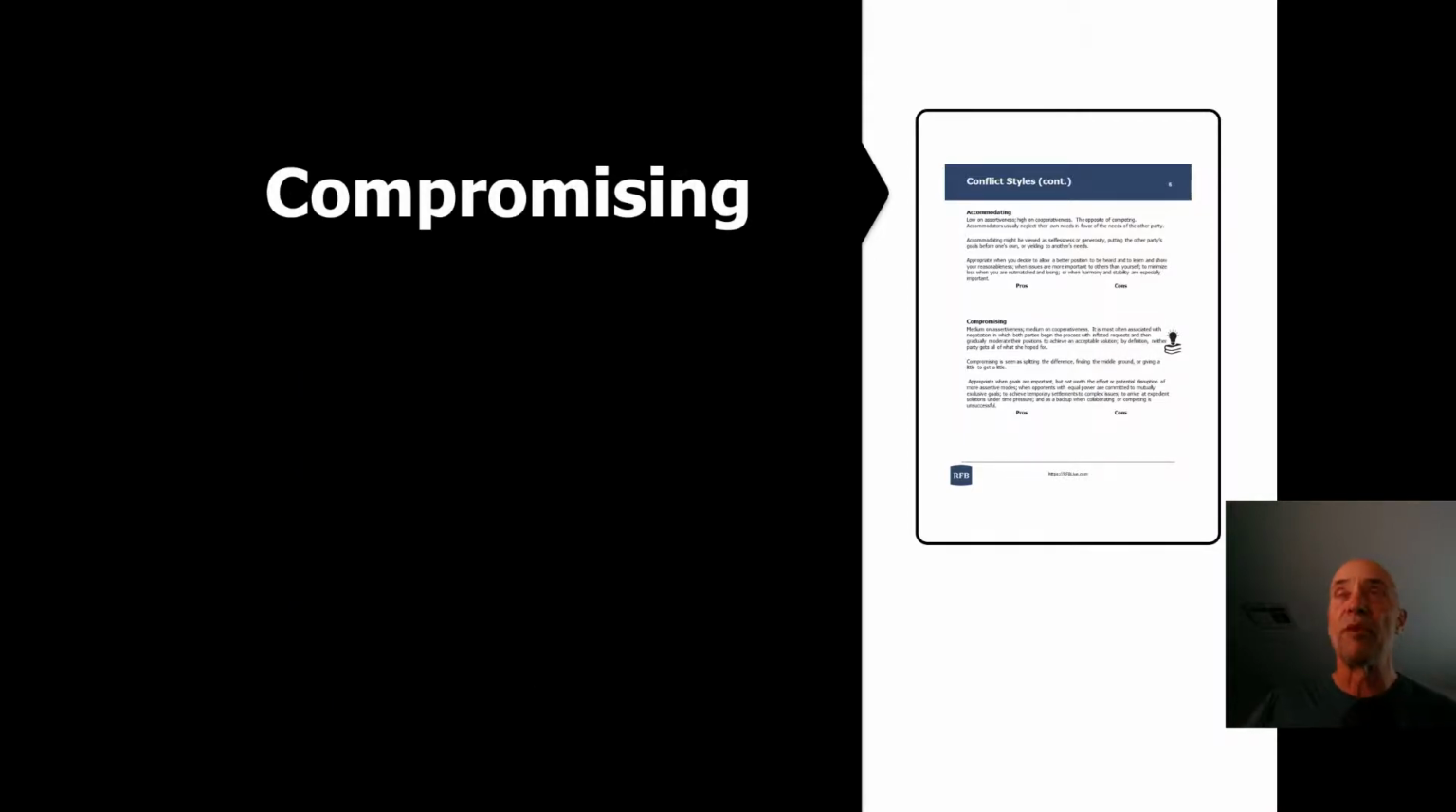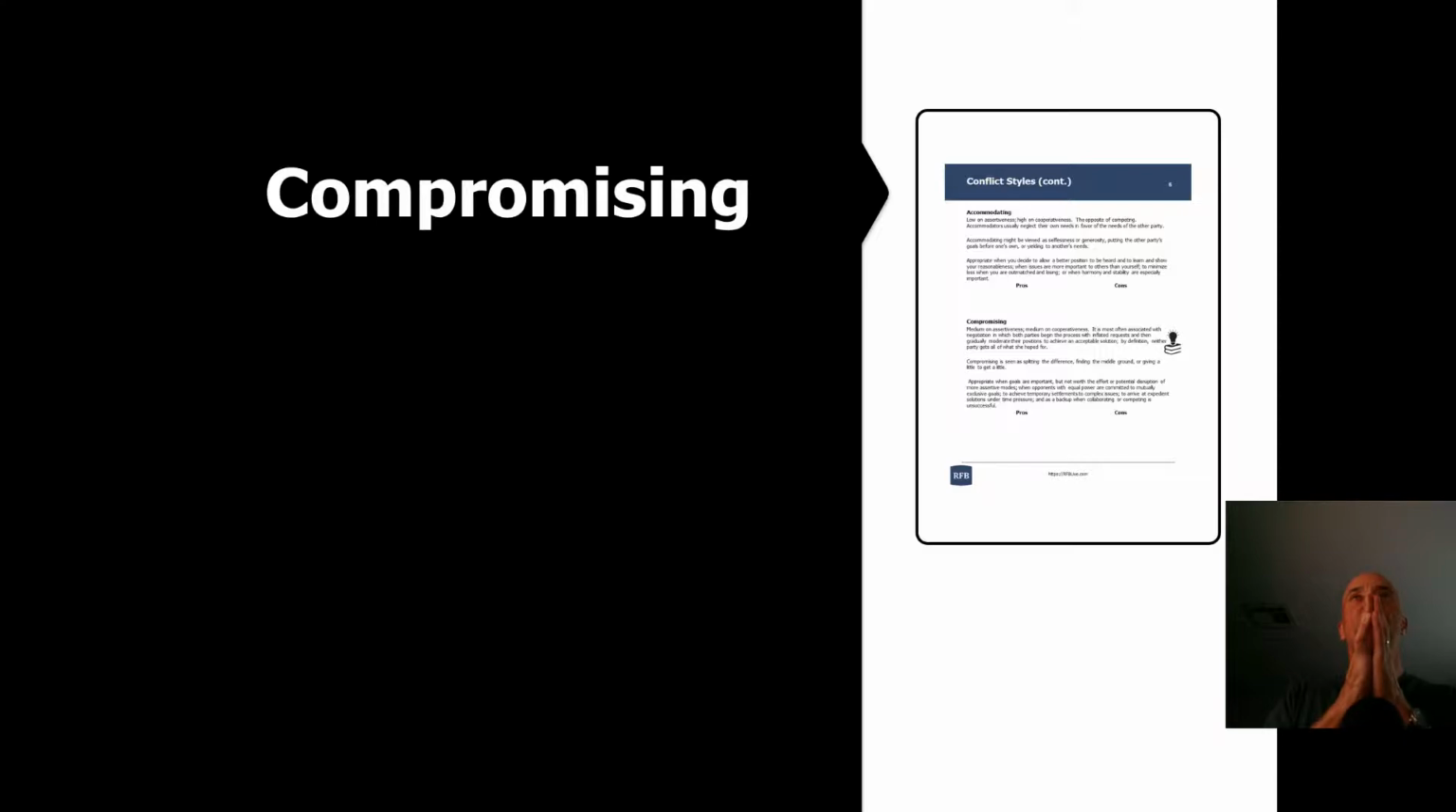Now, compromising is the midpoint. It's medium on assertiveness, medium on cooperativeness. Compromising is what most people think of when they think of conflict resolution. We come with our different positions. We talk them out. You want this, I want this, and we decide, you know what? We're going to split it. You take half of what you want, I take half of what I want. Then we wipe our hands and move on at the end of the day.